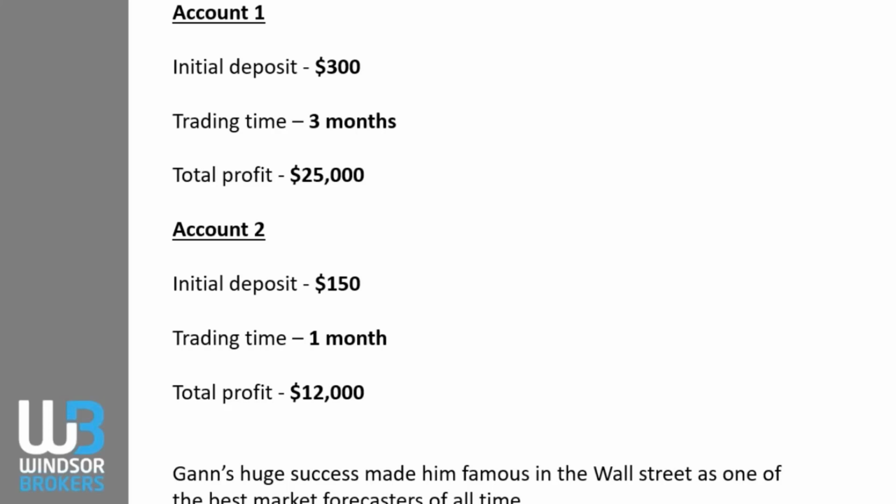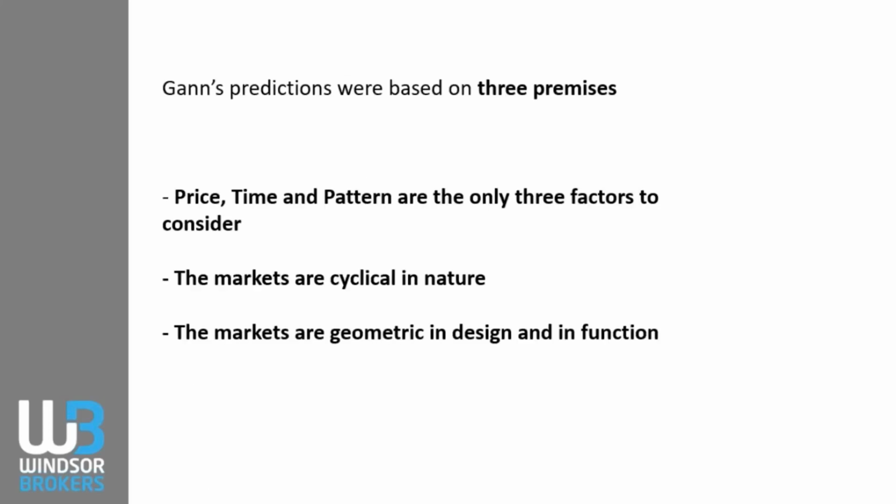So it's a huge success for Gann, and he further presented his predictions, how they work and how they are based, and he highlighted three key premises that everything was based on: the price, time, and pattern. This is what we mentioned at the beginning of today's class, and these are the only three factors to be considered.